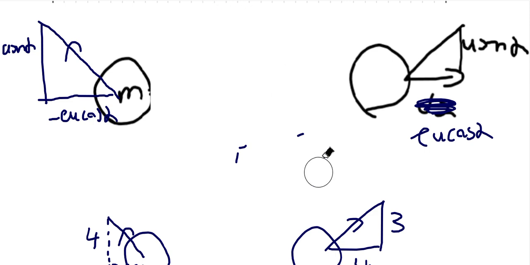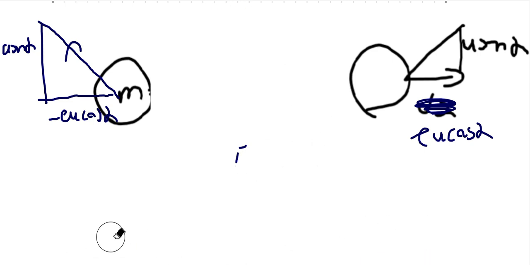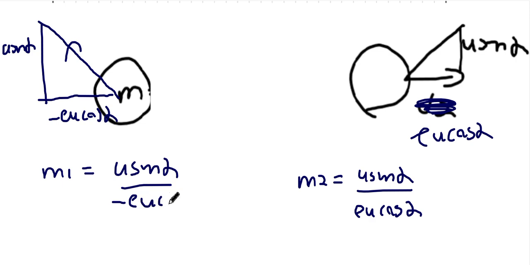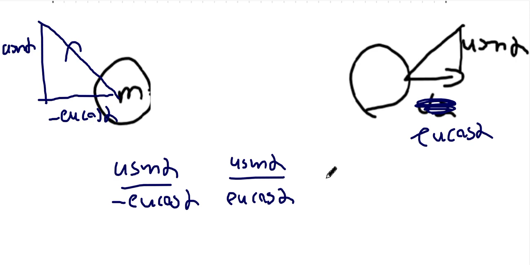What's the slope of the one on the right? What's the slope? M2 is U sine alpha all over EU cos alpha. Okay. By the way, I don't know if this works yet. This is just the way I decided to do it. I'm hoping it works. If it doesn't, I'll figure it out. Next part. We're going to multiply both of them by each other. Now, technically, when you multiply both of them by each other, the answer has to be minus 1.